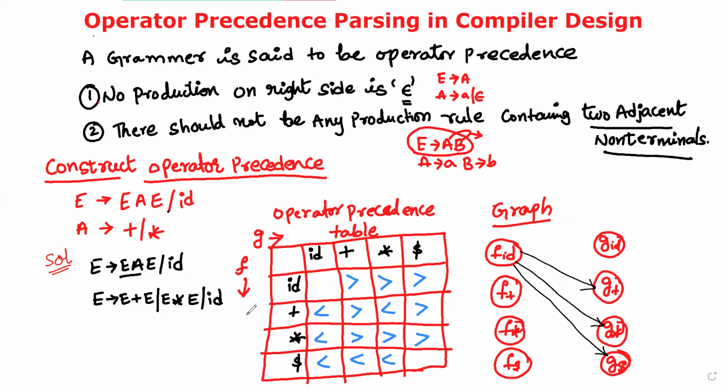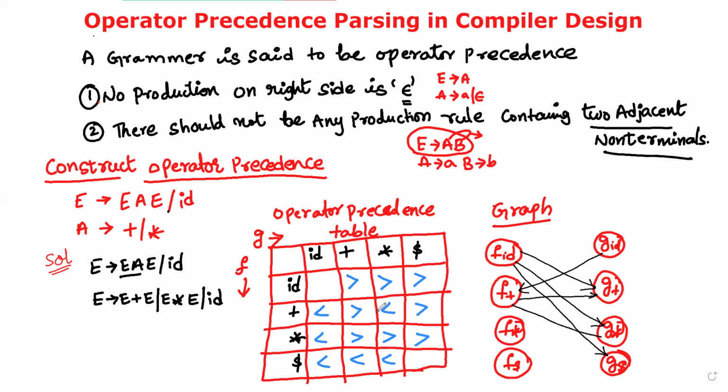Now you can see f of id, all values are greater than, hence I mentioned arrows to the g values. Now let us take f of plus. f plus with g of id is less than, and less than means the arrow comes for f plus. Next, f plus to g plus is greater than, so I can write for g. Next, f plus with g star.